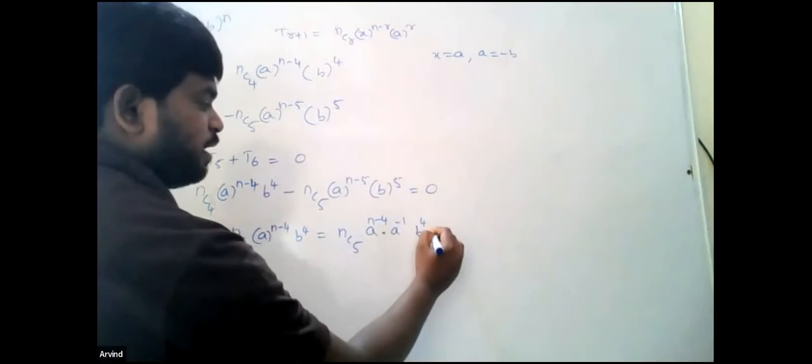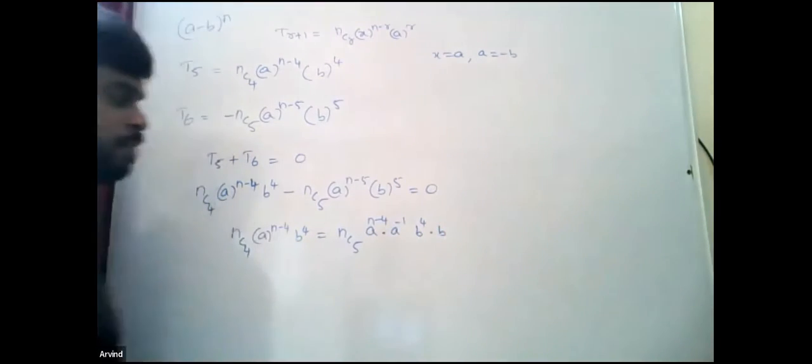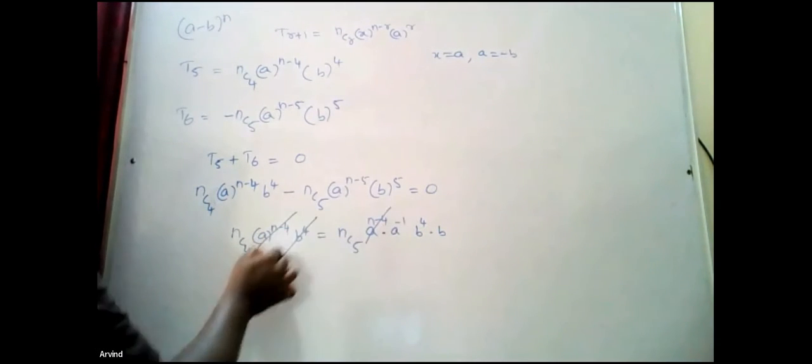b to the power 5 I can write as b to the power 4 into b, so that I can easily cancel it. That's what I am trying to do. a to the power of n minus 4 and a to the power of n minus 4, b to the power 4 and b to the power 4 get cancelled. So a to the power minus 1 is 1 by a.